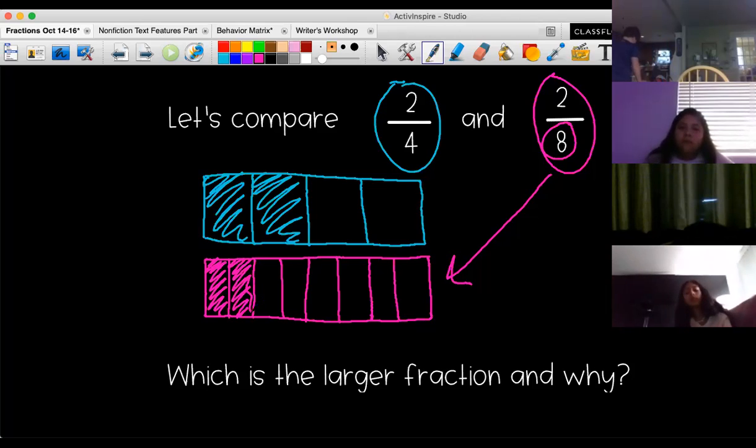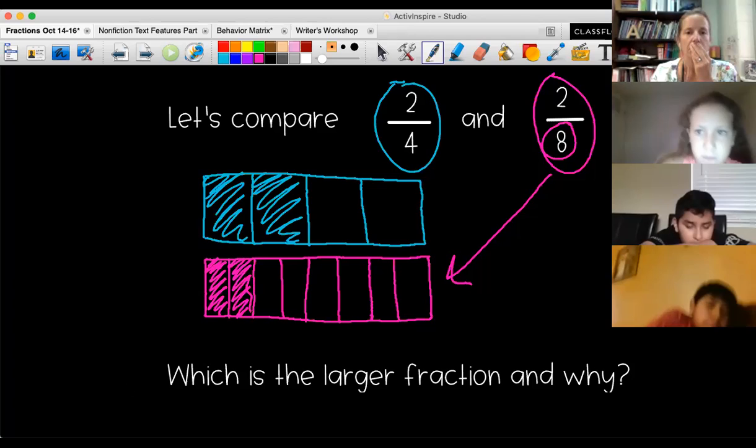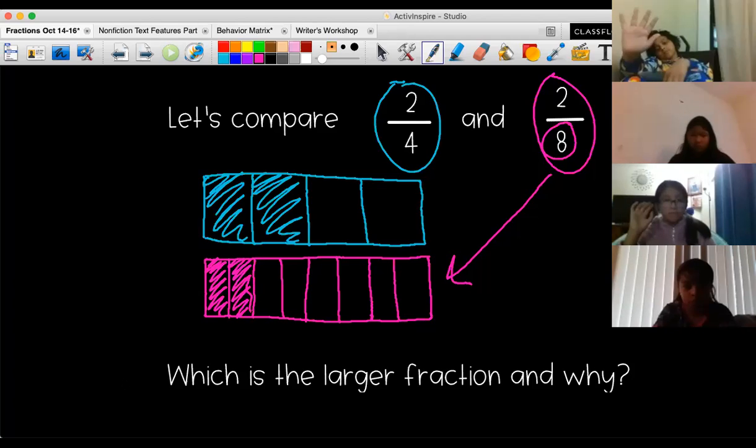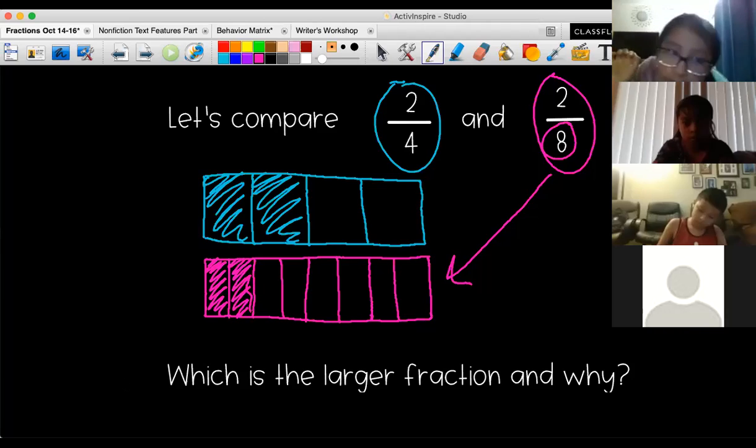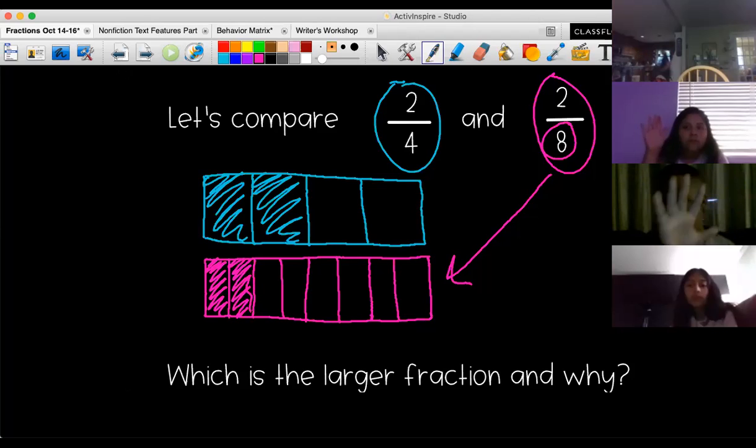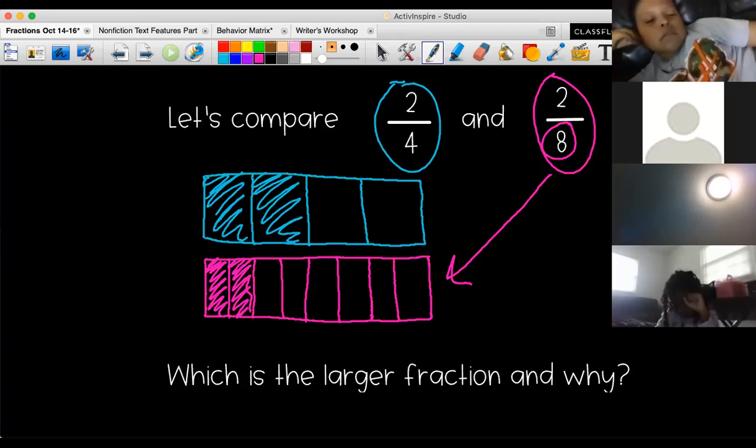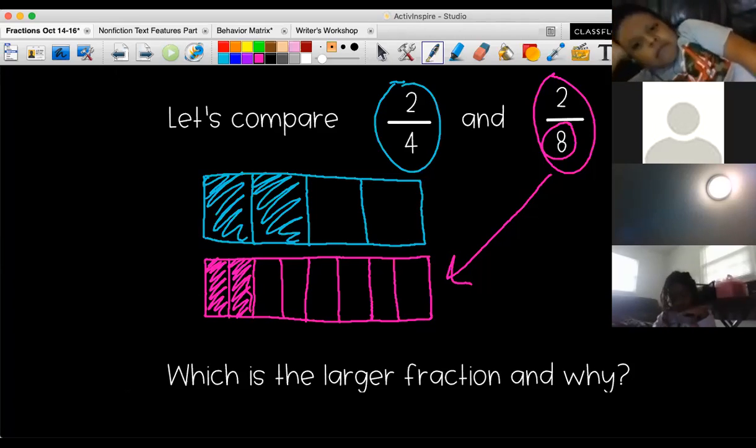Okay. Which one, raise your hand, which one's the larger fraction? Raise your hand and tell me. Someone who I have not heard from in a minute. Guadalupe. 2 4s. And why is that one bigger? Because the 4s are wider. Say that again, Guadalupe. Sorry, we couldn't hear you very well. Because the 4s are wider.